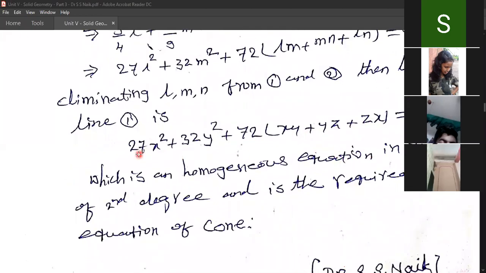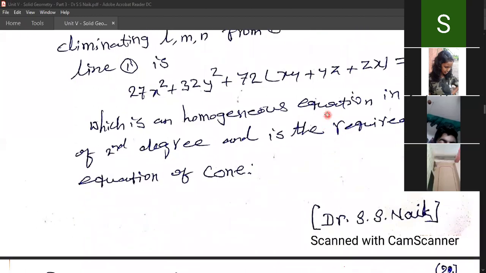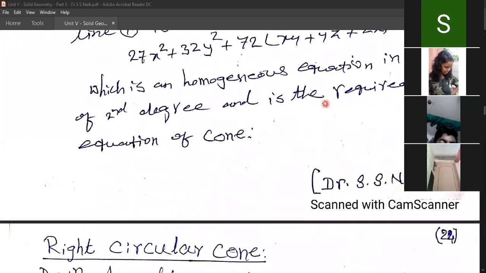Now when you see this equation, it is the homogeneous equation in xyz of second degree. So this is x square, which is of second degree, y square is of second degree, this is a constant, and this is xy plus yz plus zx. Therefore this equation is the required equation of a cone given by the second example.